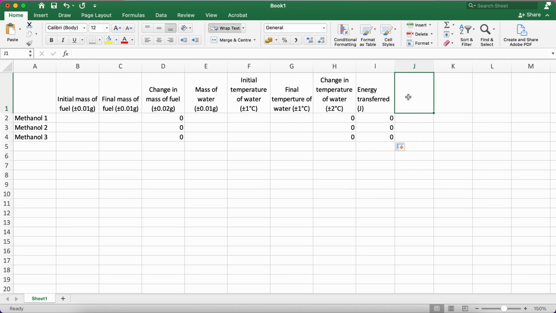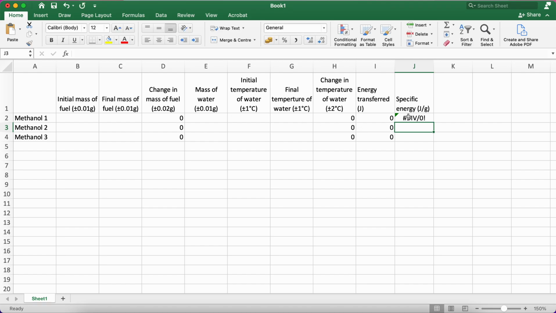Right, my final row is for specific energy. This is the energy transferred divided by the mass of fuel used. So specific energy, the units here are going to be in joules per gram. And so this is going to be the energy transferred, so it's cell I2, so I press equals I2, and then divided by the change in mass of the fuel, because that tells me how much fuel was burned in order to release that amount of energy. So that's going to be D2.